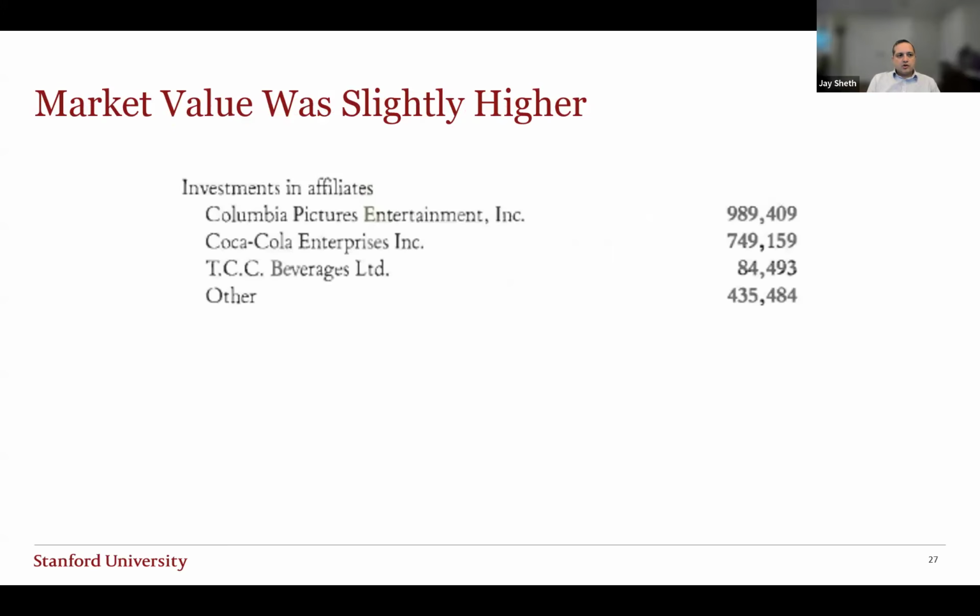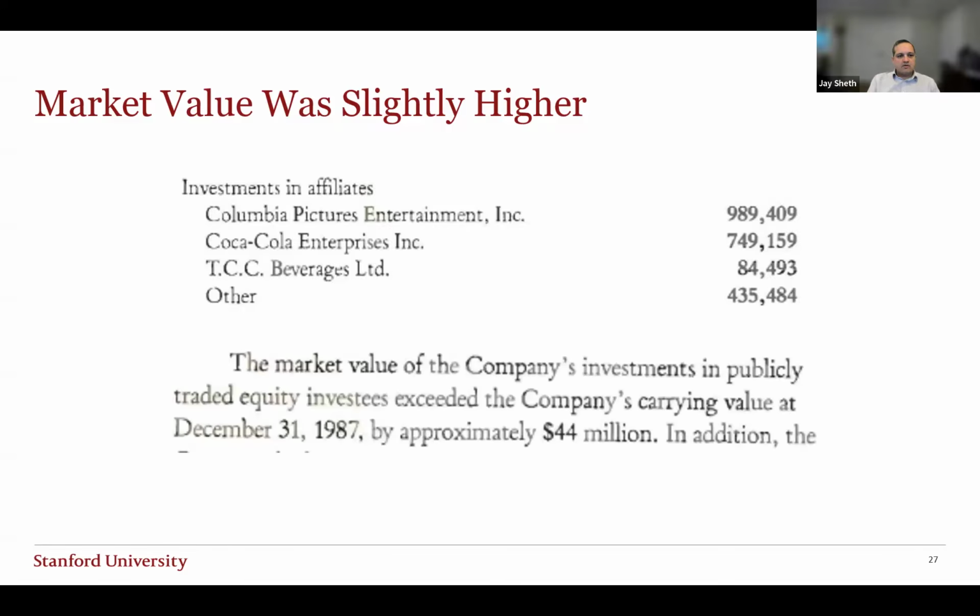In the balance sheet, here's where the carrying values are of the different investments. Coca-Cola, Columbia Pictures Entertainment, about $1 billion. Coca-Cola Enterprises, about $70 million. TCC, about $85 million. And then other, which are the other bottlers that they were buying, about $435 million. You can see in the notes of the financial statements, they said the market value of the company's investments exceeded the carrying value, slightly by about $44 million. So these were pretty reasonable values on their balance sheet.